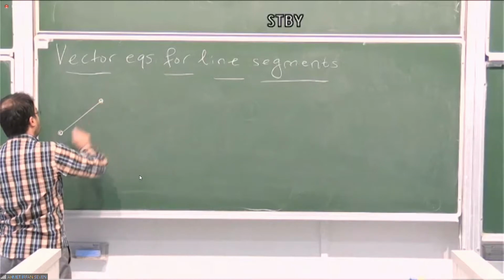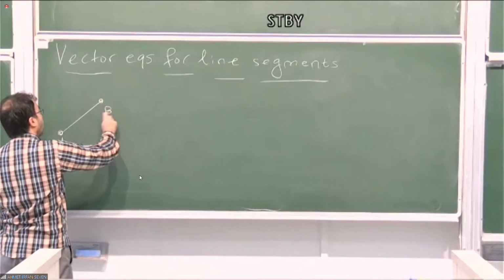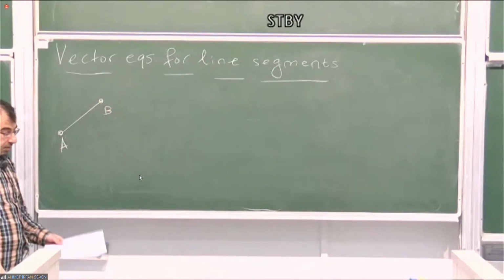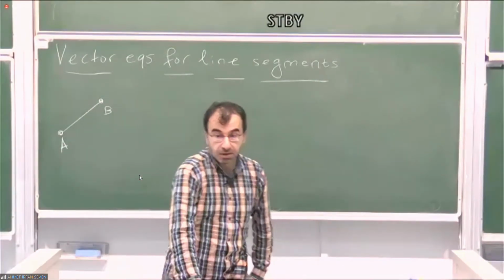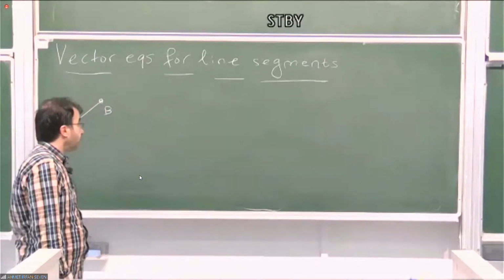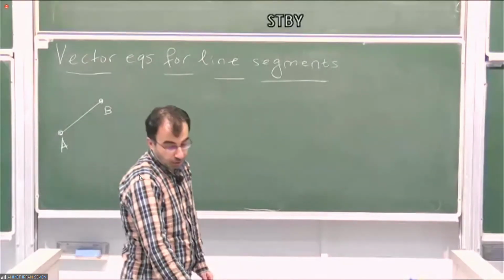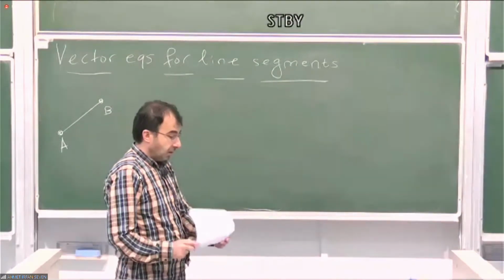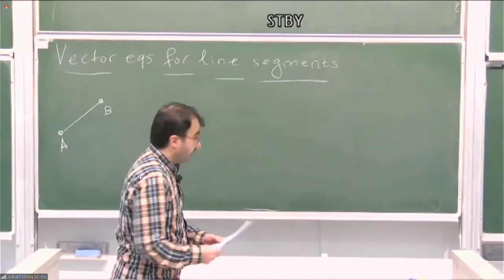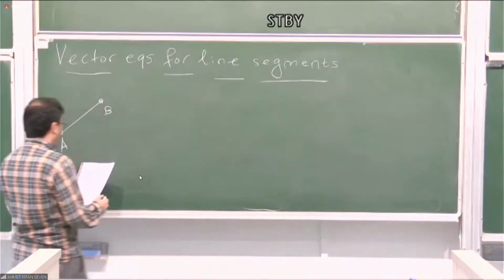Let's say we consider 2 points, A and B. It could be in plane or space. And we want to find an equation for this line segment between A and B. How can we describe it?